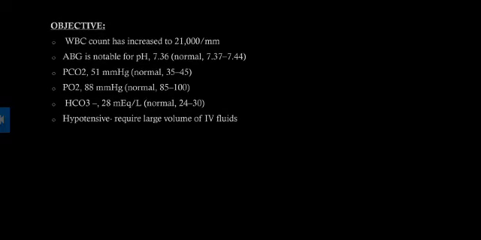Objective: the WBC count has increased to 21,000 per mm cube. ABG is notable for pH 7.36, PCO2 51 mmHg, PO2 88 mmHg, HCO3 28 milliequivalents per liter. As we can see, PO2 and HCO3 are in the normal range. She is hypotensive, requiring a large volume of IV fluids.